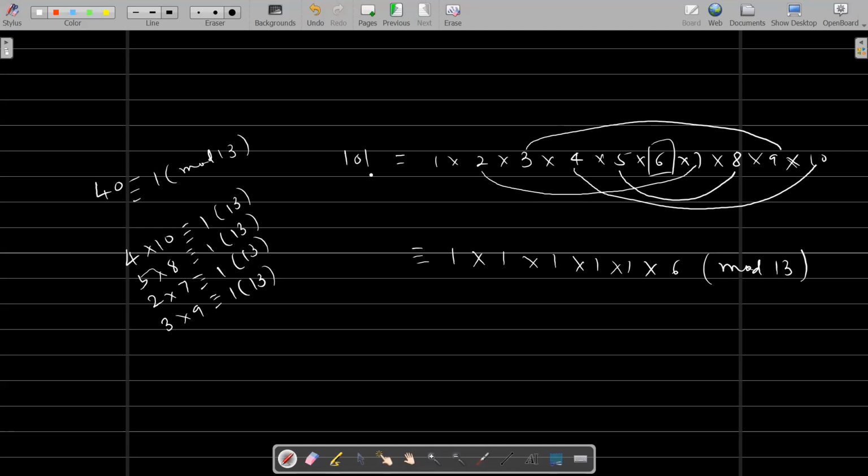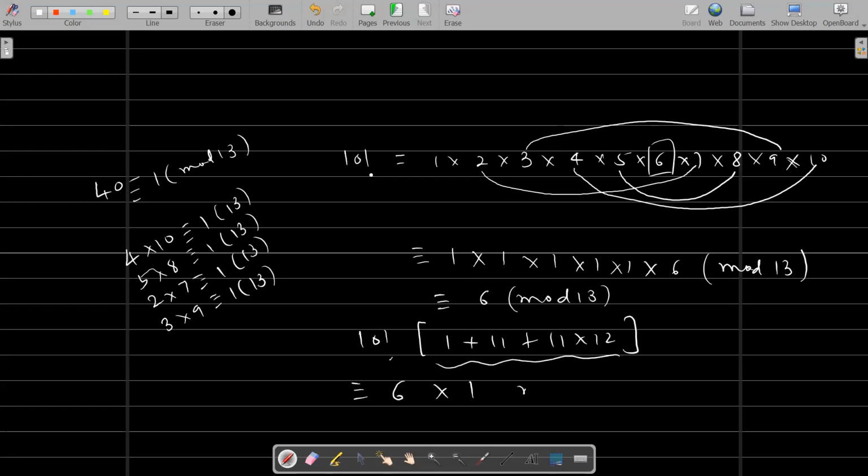So the 6 will be the answer. This number is essentially 6 mod 13. So once again, my number was basically 10 factorial into 1 plus 11 plus 11 into 12. And this is congruent to 6 into 1, since this part is congruent to 1 mod 13. So the total remainder is 6 into 1, that is 6. So the answer is basically 6.